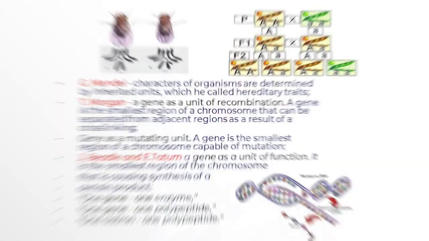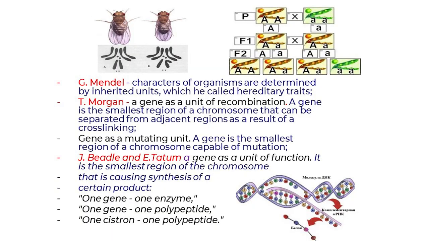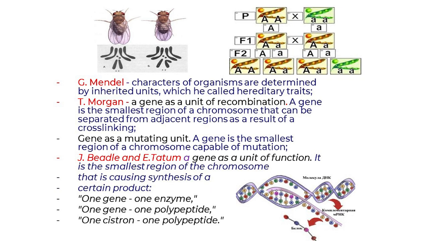There are 3 levels of genetic material in the cell: genetic, chromosomal, genomic. At the last lecture, we found out the molecular basis of heredity. Today, we will study the genetic level. In 1866, Gregor Mendel suggested that characters of organisms are determined by inherited units, which he called hereditary traits. Afterwards, they were named genes.